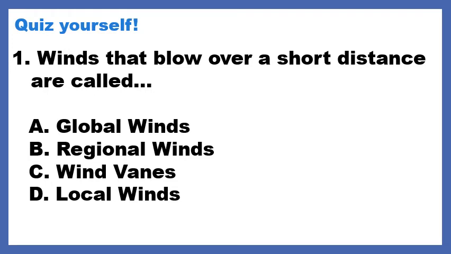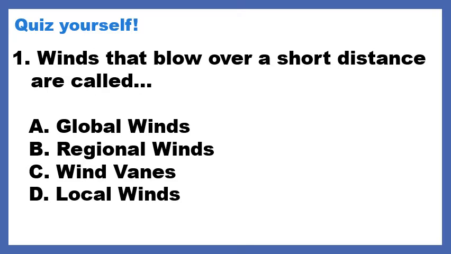All right, let's start with a quiz. Winds that blow over a short distance are called A, global winds, B, regional winds, C, wind vanes, or D, local winds. 5, 4, 3, 2, 1.